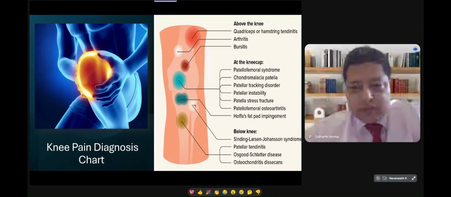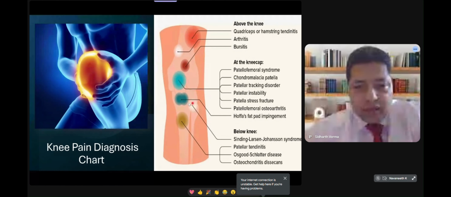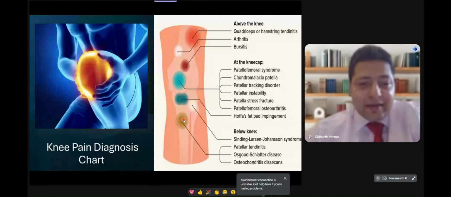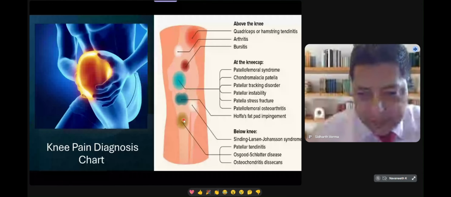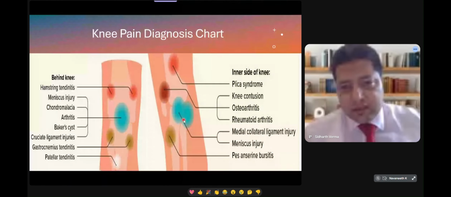Then if there is pain below the knee, there can be Sinding-Larsen-Johansson syndrome. And also if there is pain where the patellar tendon inserts on the tibia, that is the lower bone, then it can be patellar tendonitis and various other disorders.